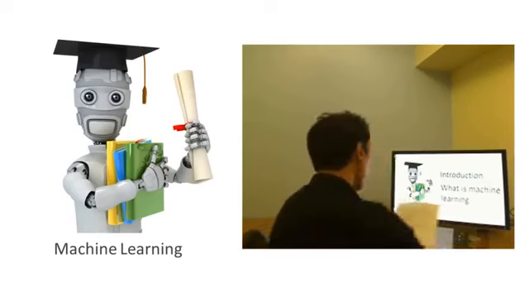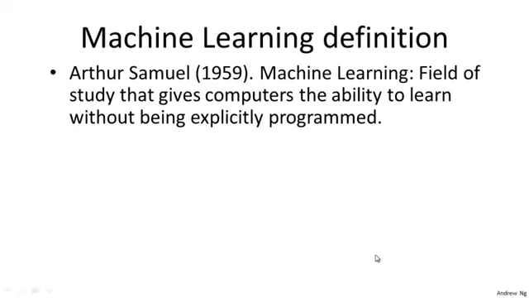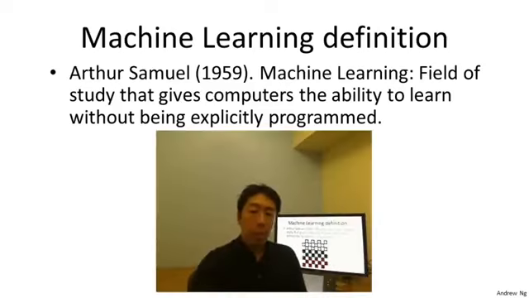Here's the definition of machine learning that is due to Arthur Samuel. He defined machine learning as the field of study that gives computers the ability to learn without being explicitly programmed. Samuel's claim to fame was that back in the 1950s, he wrote a checkers playing program. The amazing thing about this program was that Arthur Samuel himself wasn't a very good checkers player. But he had the program play tens of thousands of games against itself.